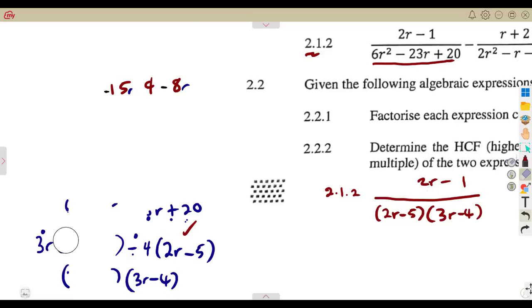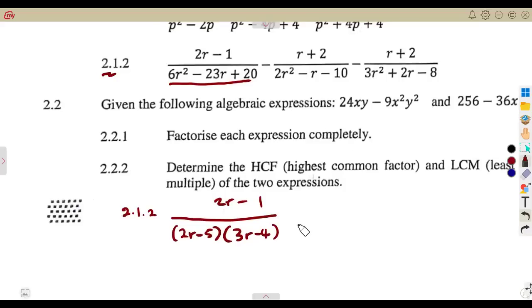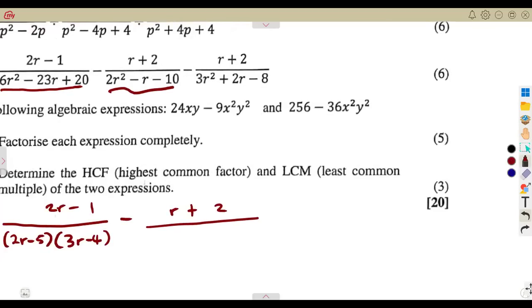Let's apply the same concept in the next fraction. There's a minus there, so that's r plus 2, everything over, and you factorize again. We have 2r squared minus r minus 10. If you multiply the first term and last term, that is minus 20r squared. Do we have two terms that multiply to obtain minus 20r squared, but when we add, we must obtain the middle term, minus r?